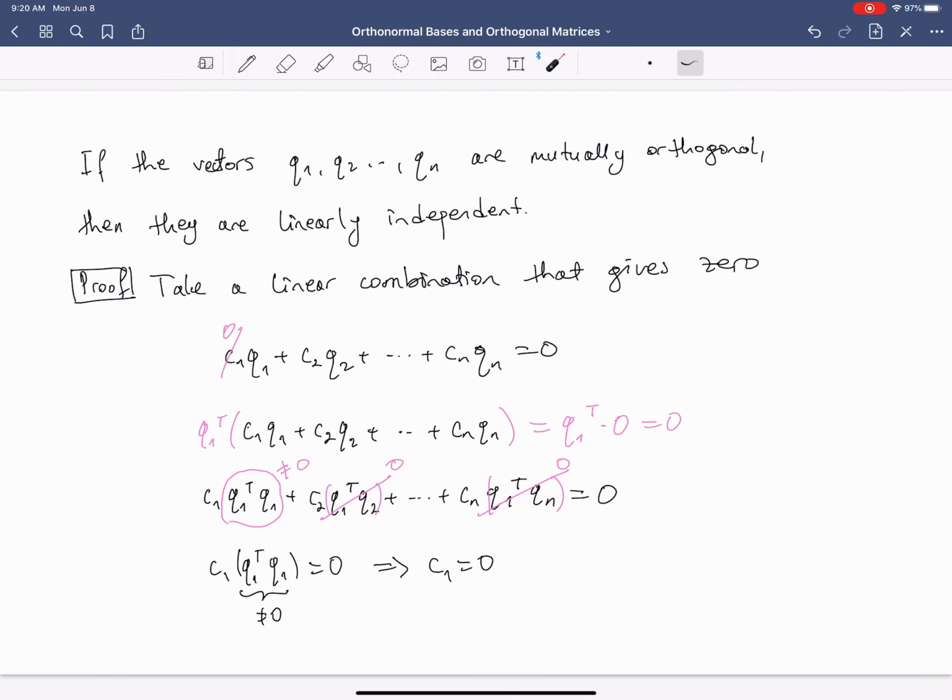So this is the proof that if you take orthogonal vectors, the normal part is not important for linear independence. If you have a collection of orthogonal vectors, then you have a collection of linearly independent vectors. Remember, we always treat the 0 vector as a linearly dependent vector.